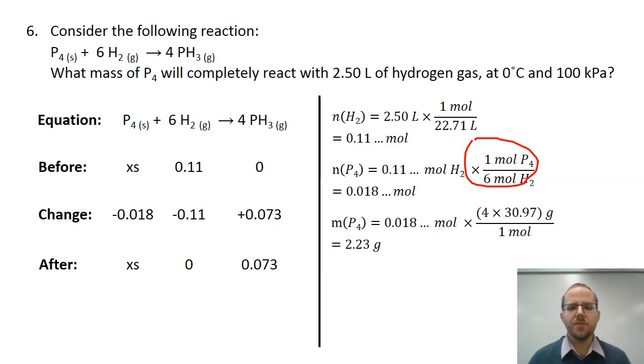So now we have to do the mass to mole conversion, saying, all right, if a certain number of moles of P4 have reacted, what mass would that translate into? And using its molar mass, taking the value of phosphorus, multiplying it by 4 because that's what the molecule is, we identify that 2.23 grams of P4 would be required.